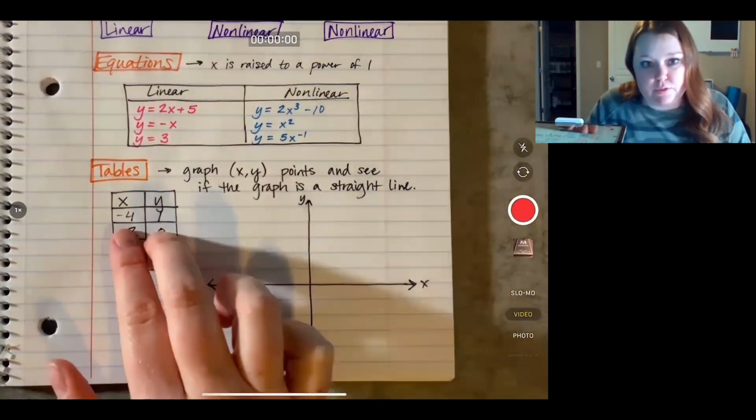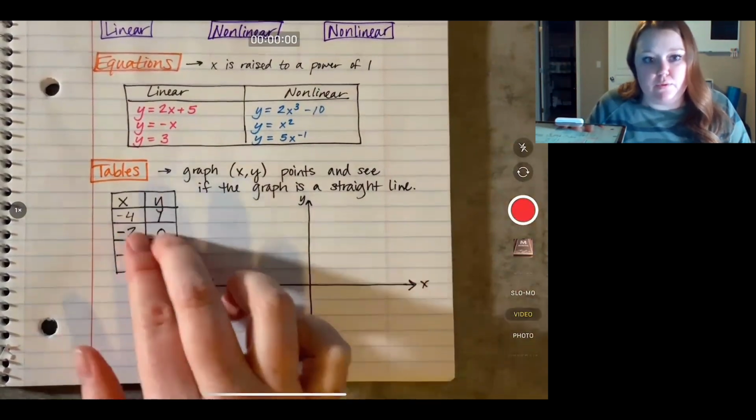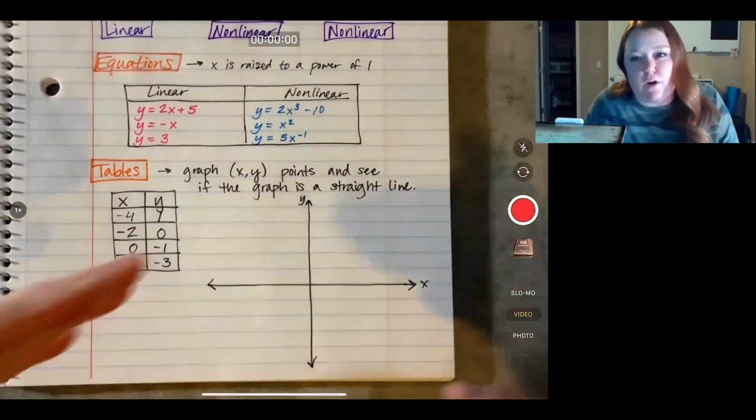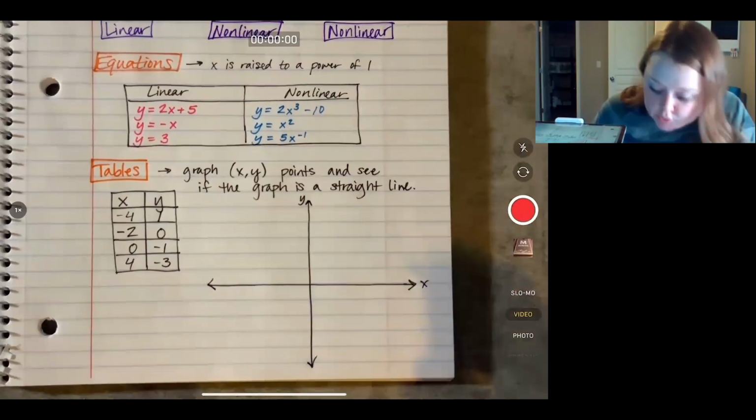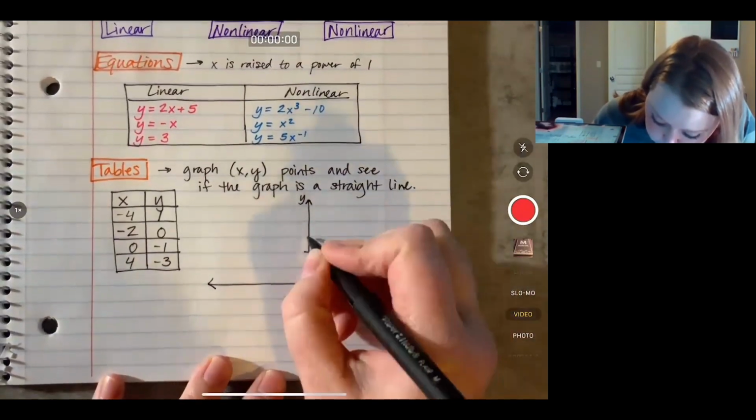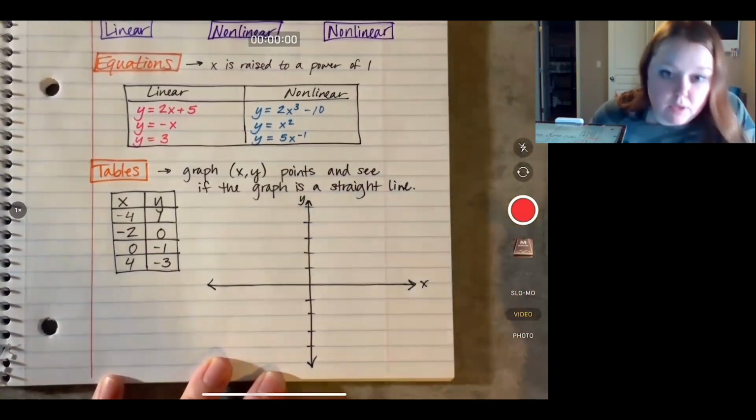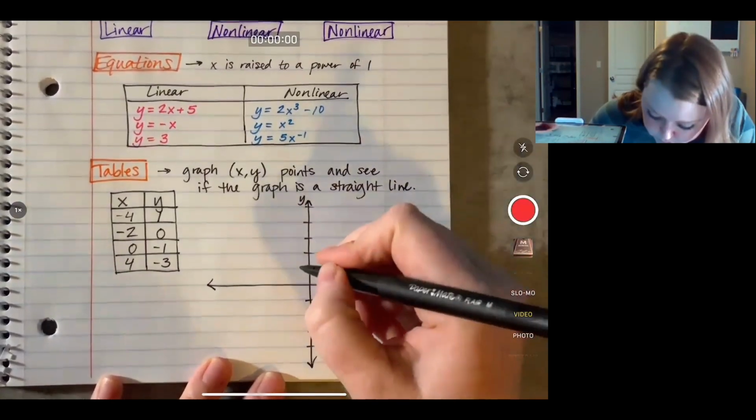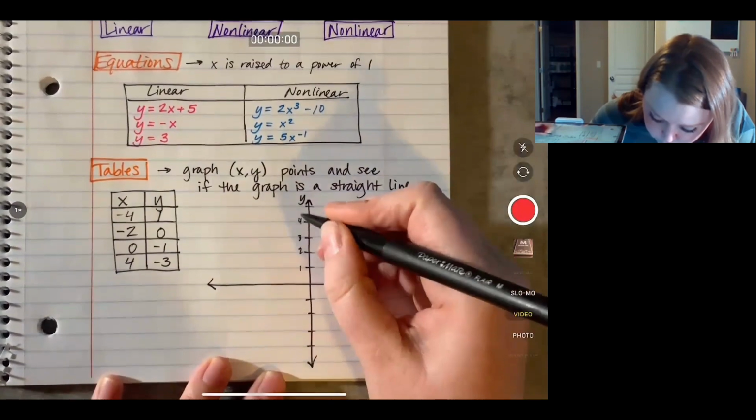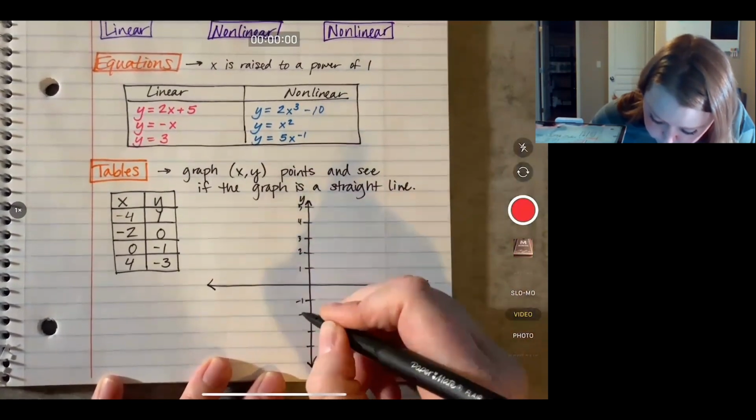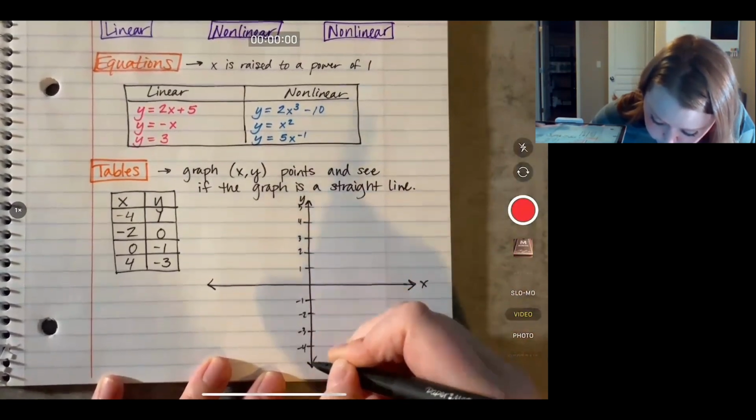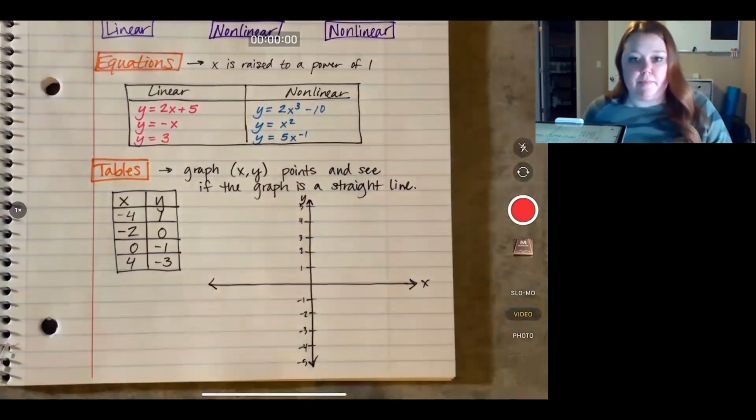So one thing I do is I look at my table and the largest value is like 4 and -4. So that's as far out as I really need to go. So I can use the notebook lines to help me with that. All right. So this would be 1, 2, 3, 4, 5. -1, -2, -3, -4. Okay.